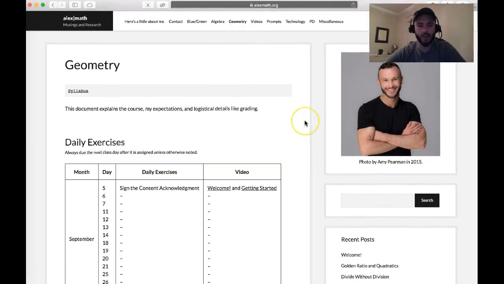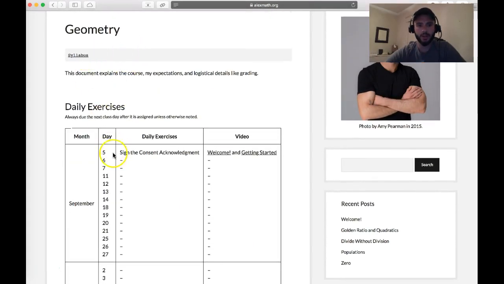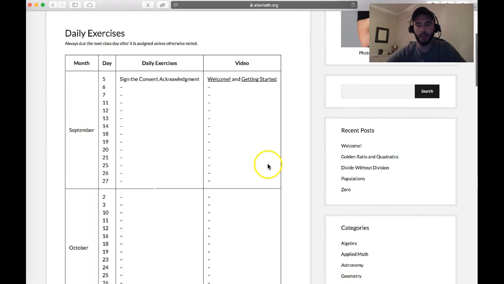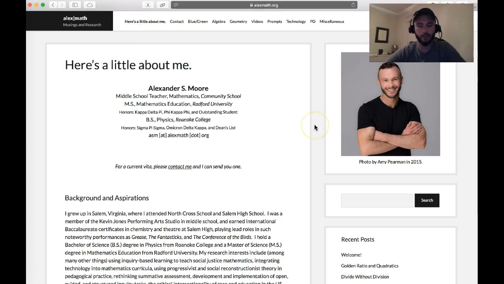Geometry is exactly the same way. The syllabus is here, the daily exercises are here, and as we do different assignments, the two charts will have the appropriate information in there. Feel free to browse around, read my bio if you're interested, and check out some of the other pages. I have some old blog entries from last year when I did a project with my students. Feel free to read those.